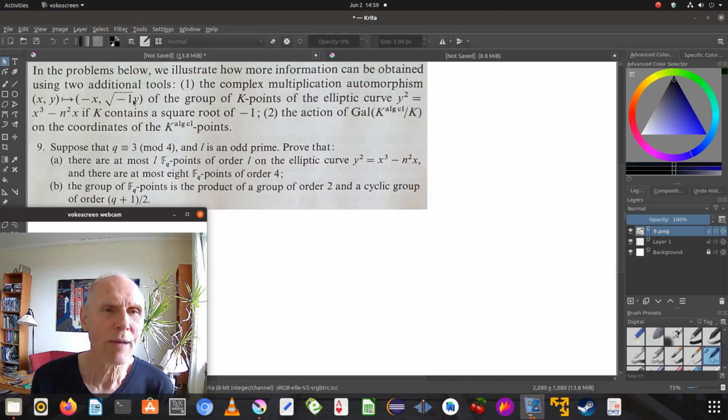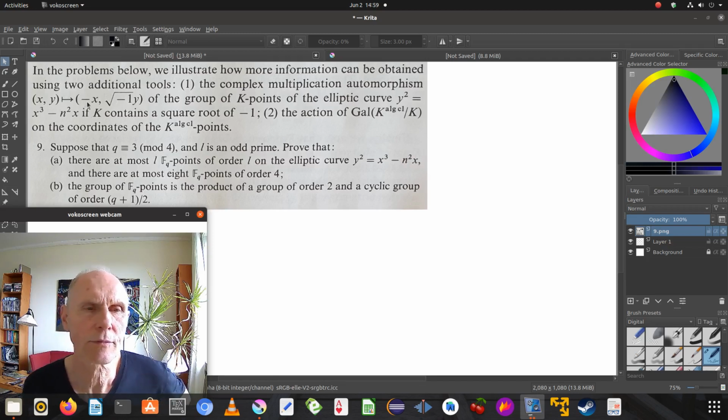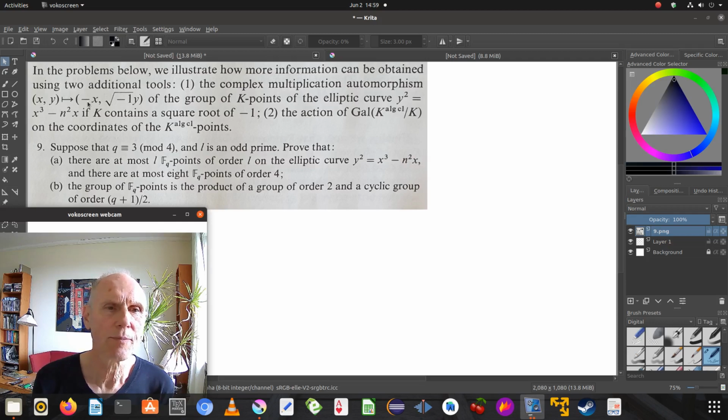So we have this map on the elliptic curve, and it says it's an automorphism. So that means adding 2 points, then either using it before or after should result in the same point. Obviously, minus P is mapped to minus P. That's just changing the sign of y.